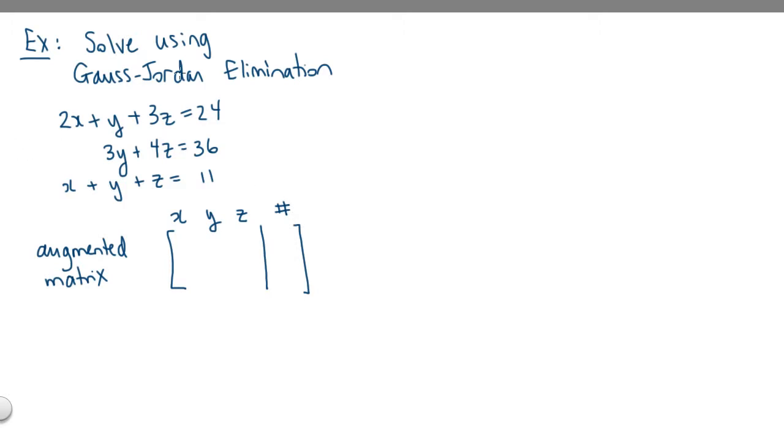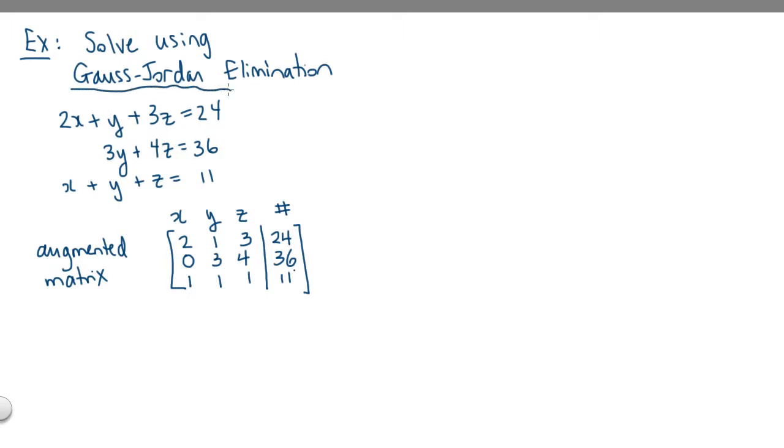So the first equation would be translated as 2, 1, 3, so 2x plus y plus 3z is equal to 24. And we can do the same thing for each of our equations here. In the second row, there are no x's, so we should really write 0, 3, 4, and then 36. And for the third row, 1, 1, 1, and 11.